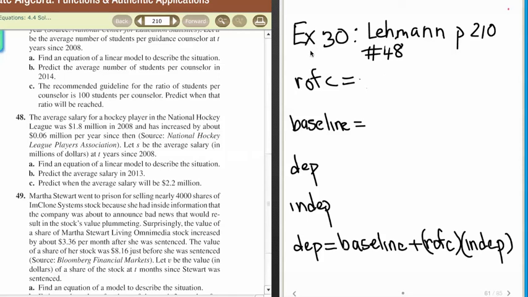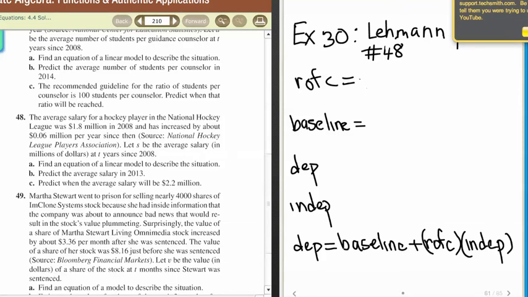We're continuing section 4.4 with an application problem from Lehman's book, Intermediate and Beginning Algebra, page 210, number 48. The average salary for a hockey player in the National Hockey League was $1.8 million in 2008 and has increased by about $0.06 million per year since then.